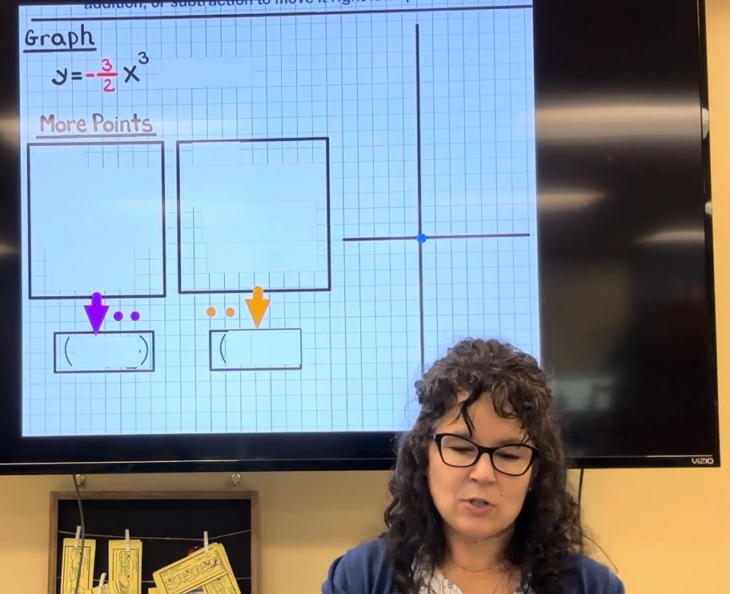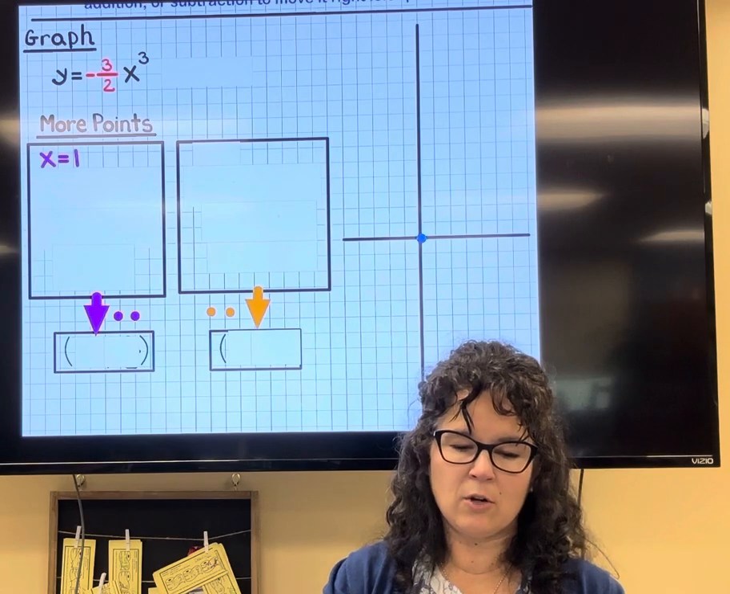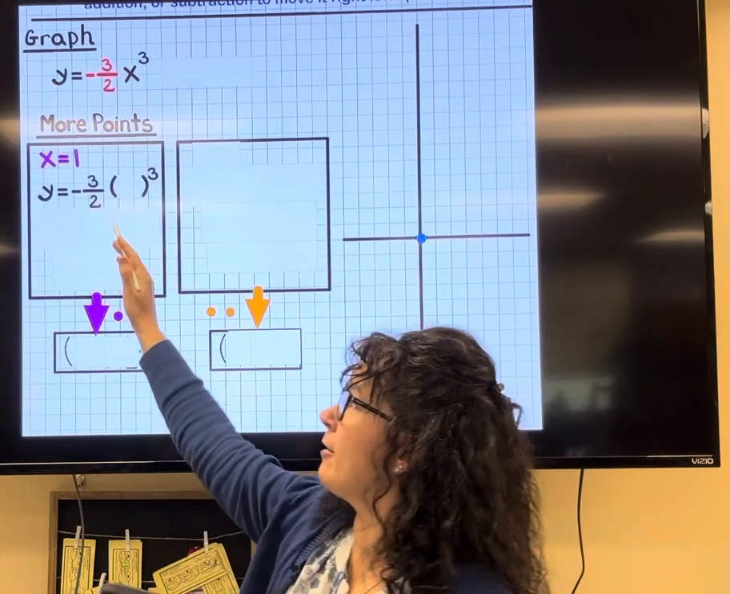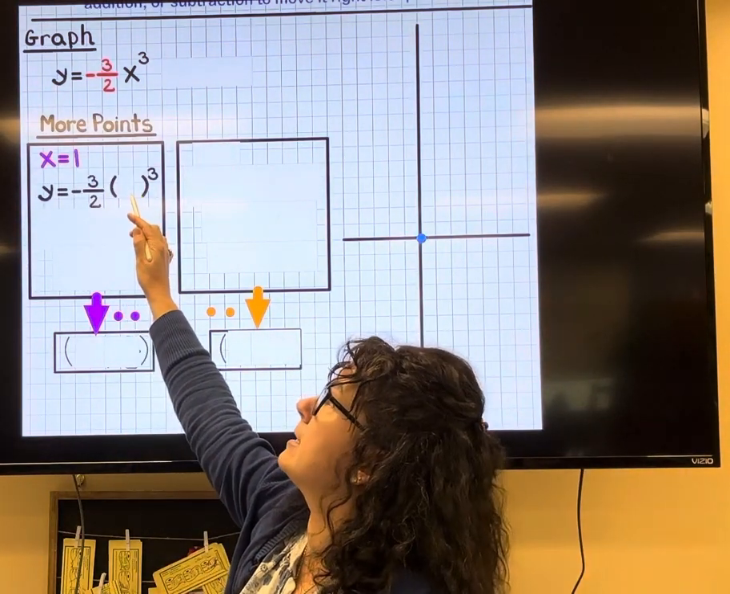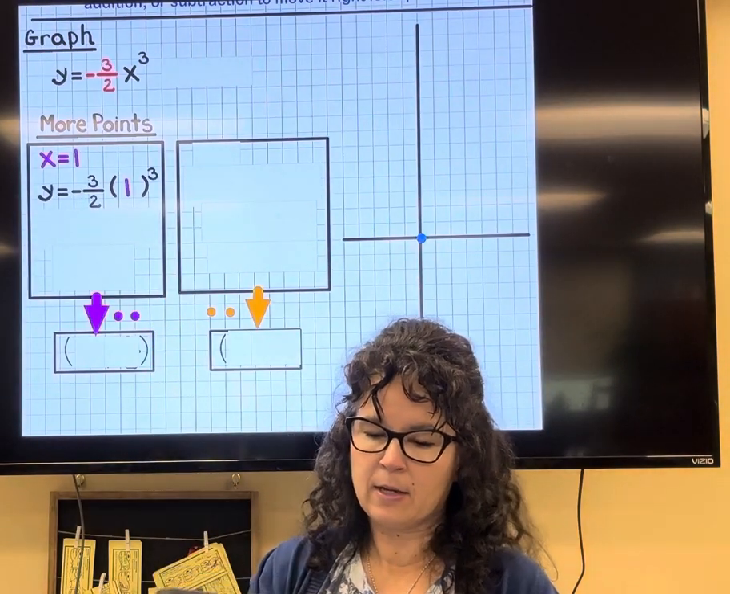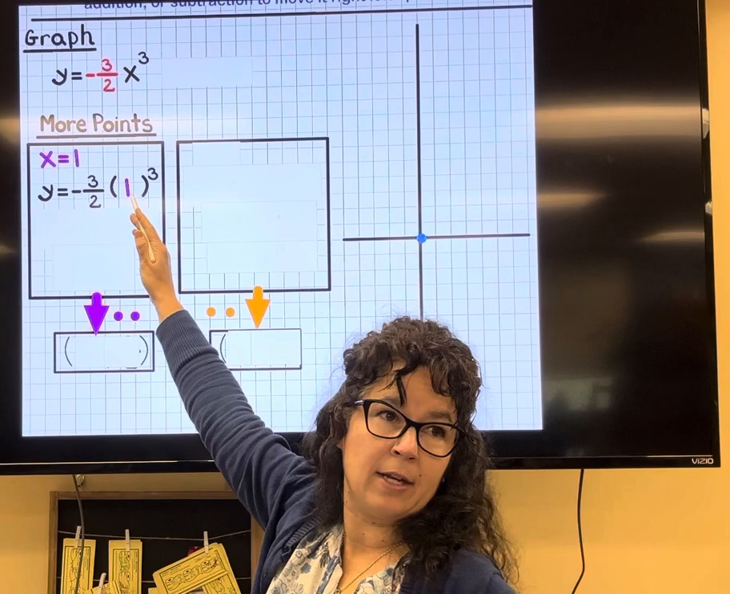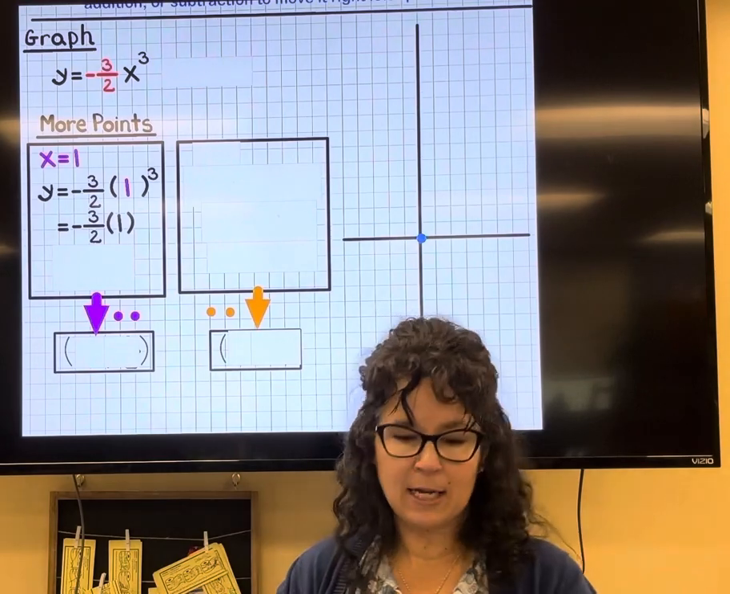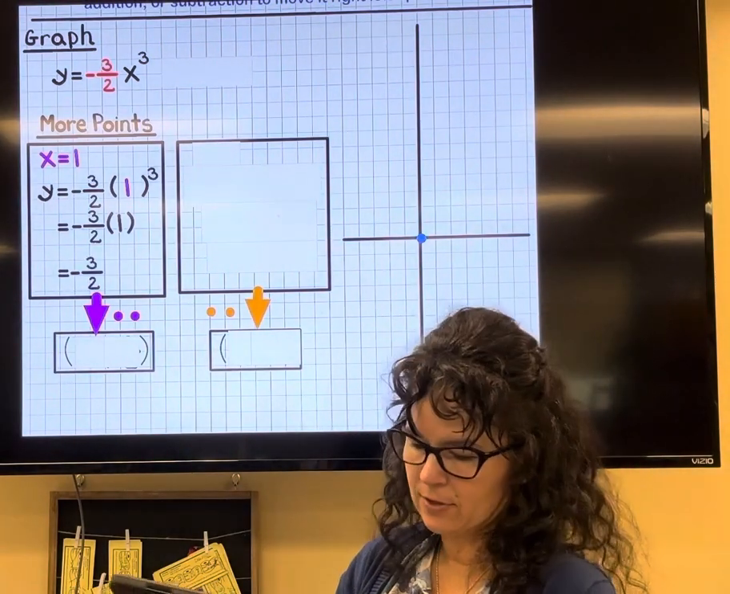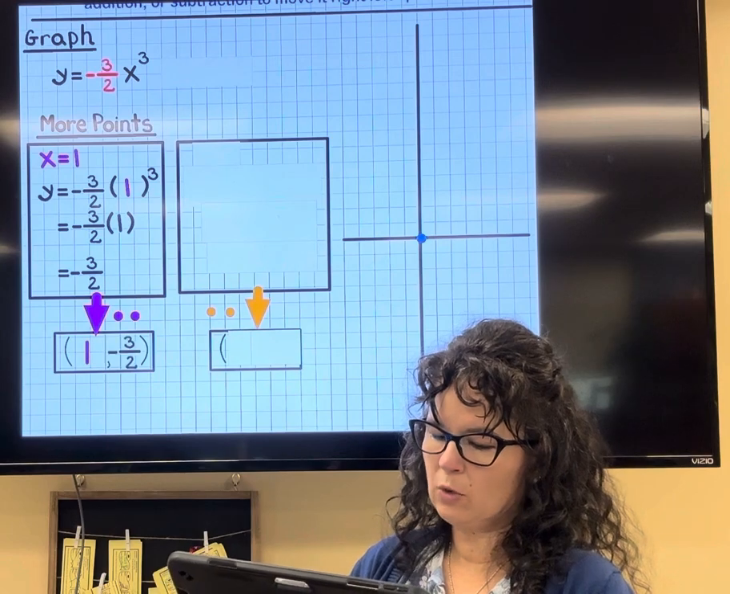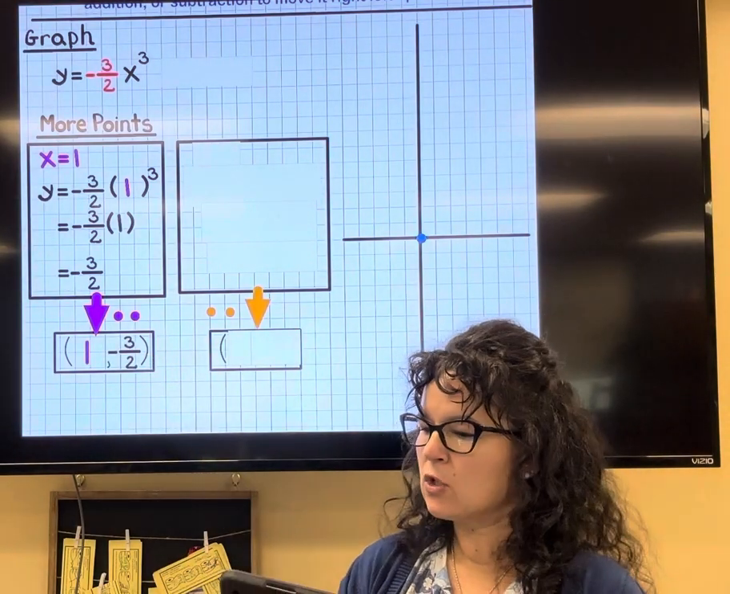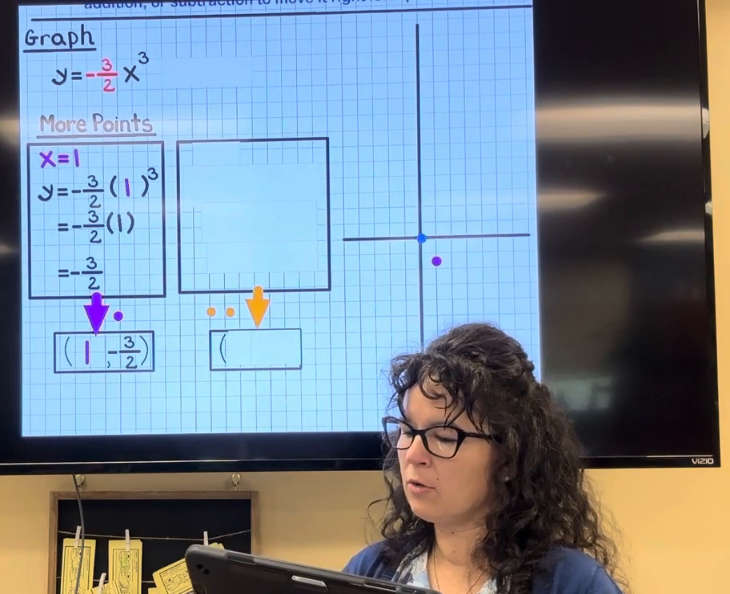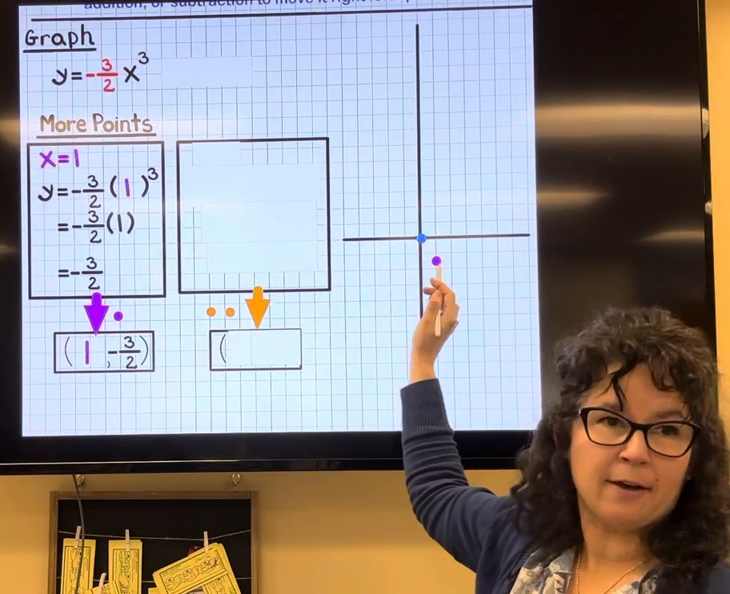So let's go ahead and substitute a couple of numbers close to 0. I'm just going to select 1. So if I substitute in 1, I have my original equation. I'm going to replace the x in that with 1. And then 1 times 1 times 1 is 1, exponents first. And then 1 multiplied by negative 3/2 is negative 3/2. So when I substituted 1, I got out negative 3/2, so I'm ready to plot a point. So right 1, down 3/2, which is down 1 1/2.